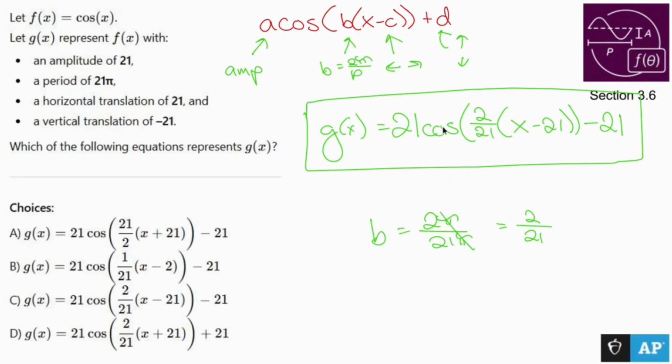So 21 cosine 2 over 21, x minus 21, minus 21, answer C.